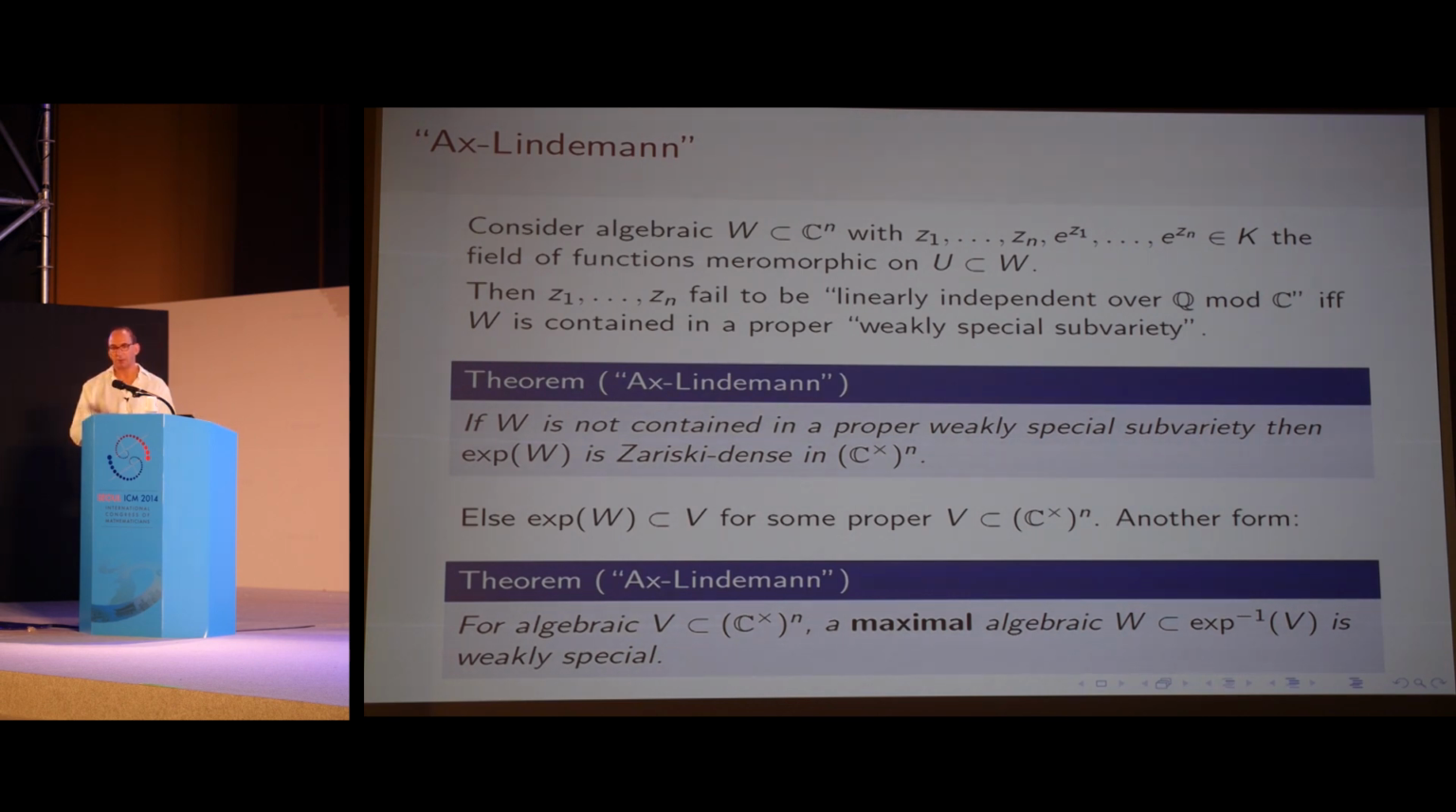Reformulated, it characterizes the maximal algebraic subvarieties contained inside the inverse image of an algebraic subvariety under exponentiation. They are always weakly special. To see this, suppose that W is contained in the inverse image of V, and let L be the smallest weakly special subvariety containing W. Then by the first form, the image of W is Zariski dense in the image of L, which is algebraic, and so must also be contained in V.